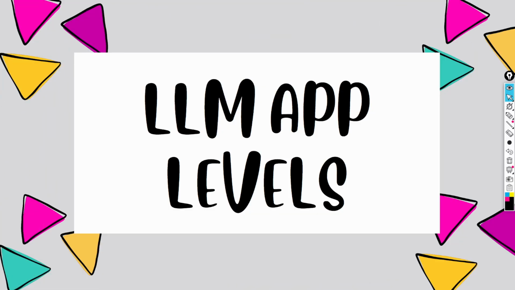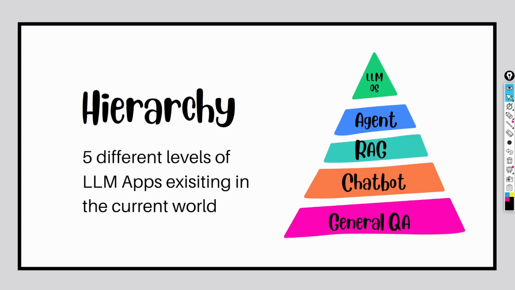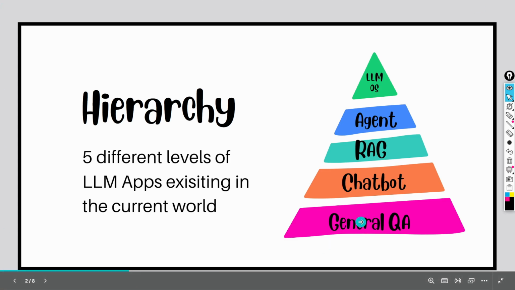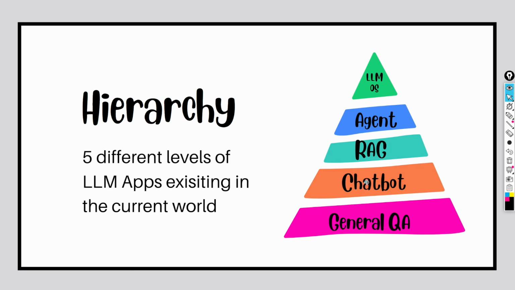LLM can be used to build different apps, but all fall under these 5 categories. And the hierarchy goes as follows. The first one, which is at the bottom, would be the general QA, and then the next one would be Chatbot, and then RAG, then Agent, then LLM OS. This is the hierarchy from bottom to top, where the least complex and least powerful in the hierarchy would be general QA. The most powerful and the most complex one would be the LLM OS.